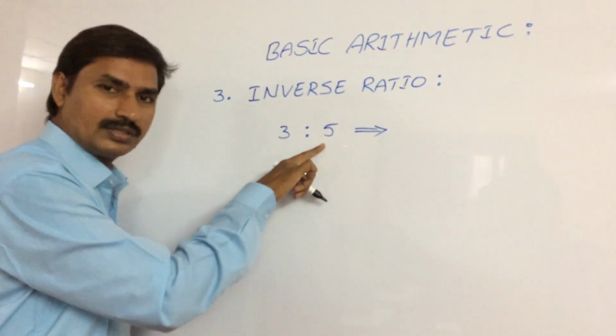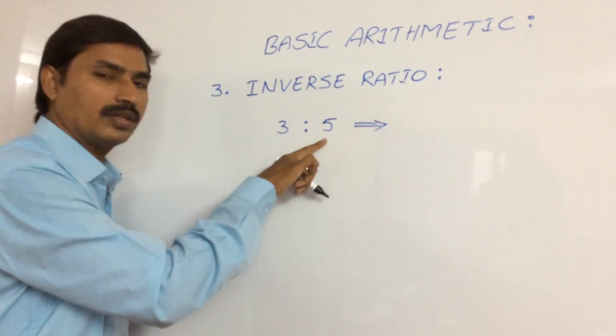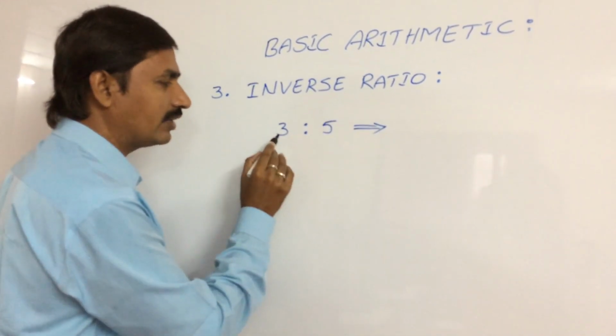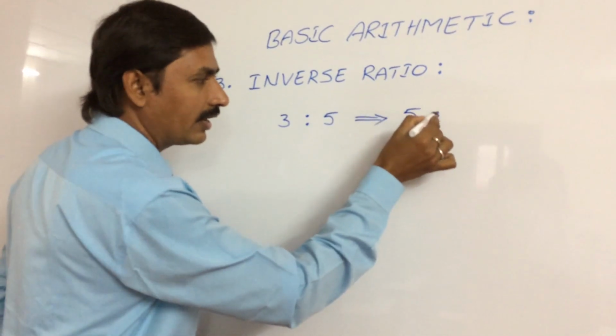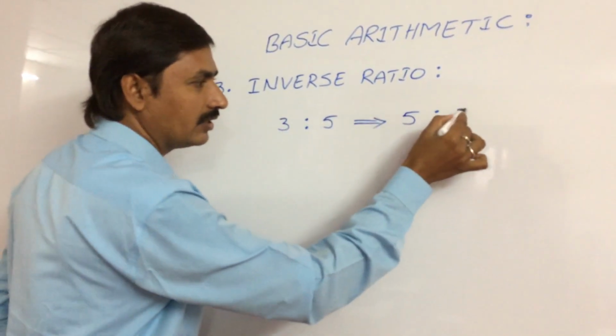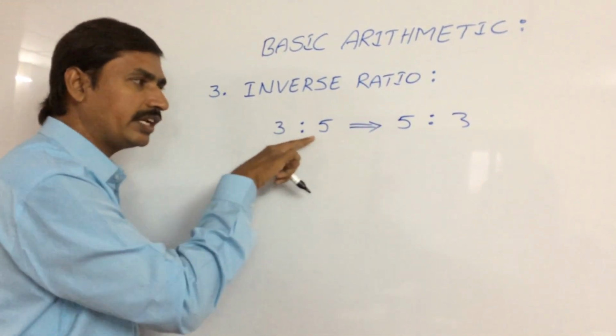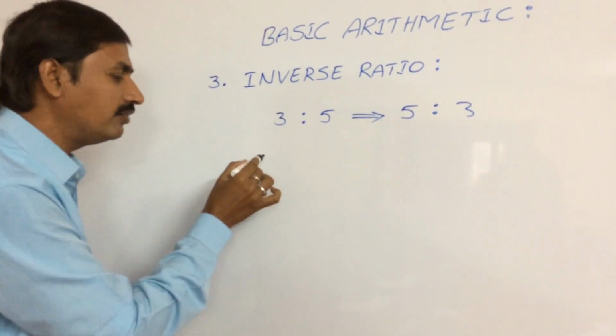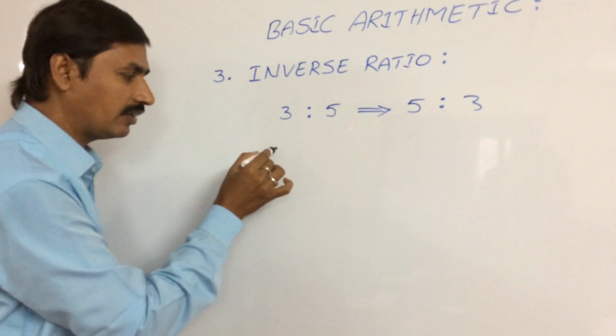where two terms are there in the ratio. The inverse is clearly what we say, that is reverse. The inverse of 3 is called 5 and the inverse of 5 is called 3. So the inverse ratio of 3:5 is 5:3.